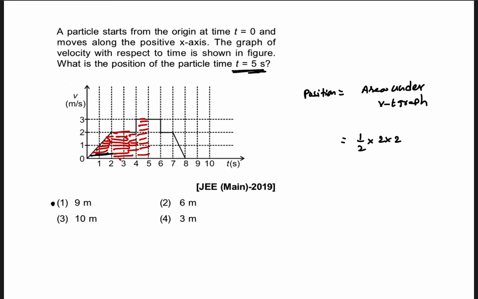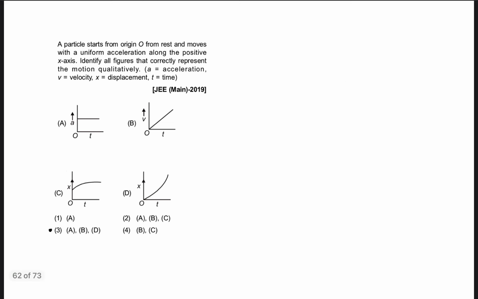If you calculate the area under the VT graph, half into base into height is 2, plus again from t is equal to 2 to 4, a rectangle, 2 into 2, plus again one more rectangle, which can be written as 3 into 1. So 2 plus 4 plus 3, we get 9 meters. The first option is the correct option.